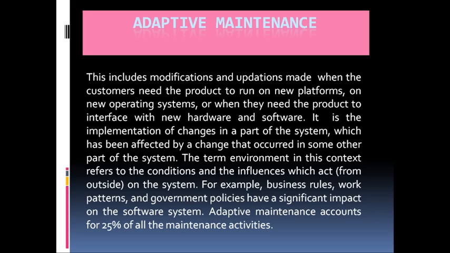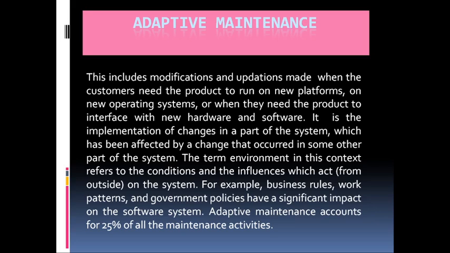Take the term environment. What do we mean by adaptive maintenance? Adaptive means to adapt according to the environment. The environment in this context refers to the outside world or outside systems which affect the internal functioning of our system. Whenever a system is made, it has to interact with outer systems, so it becomes necessary to adapt our system according to the changes that arise due to the outside functioning of the system.